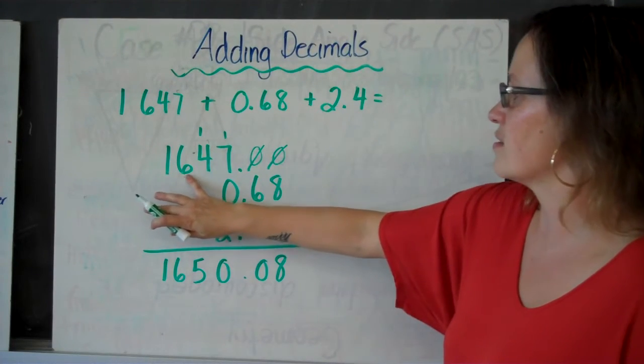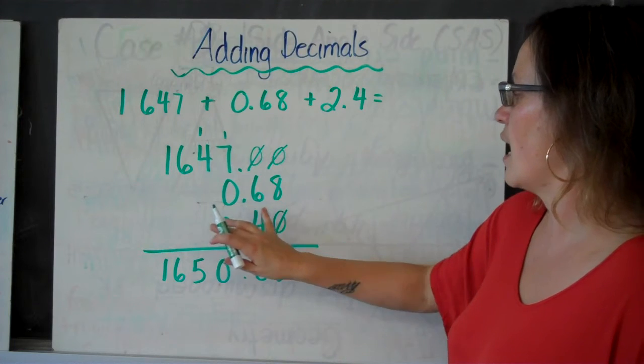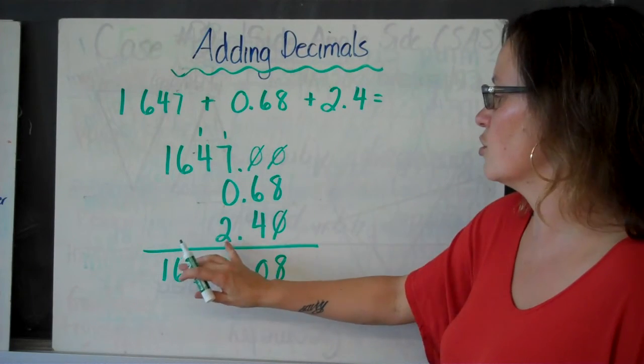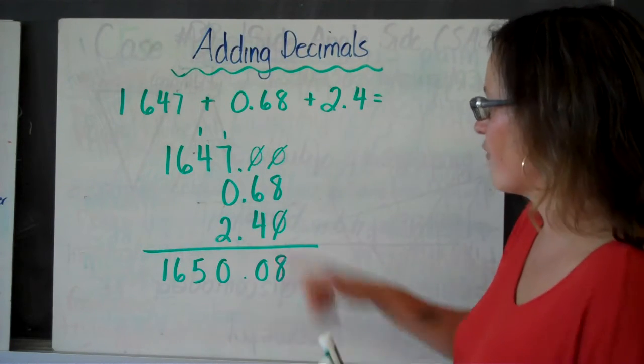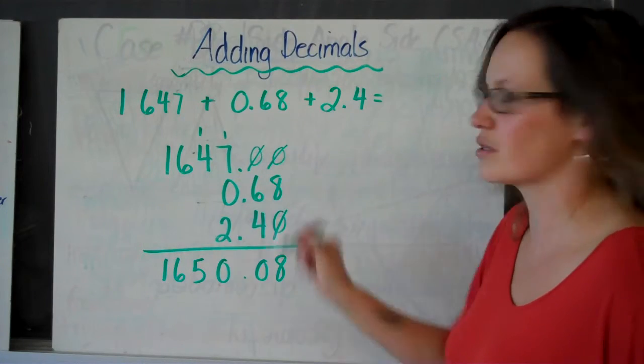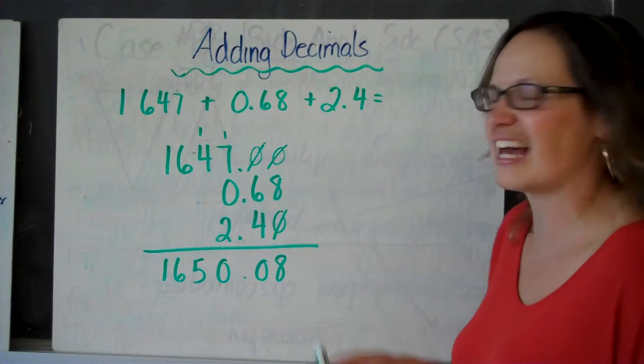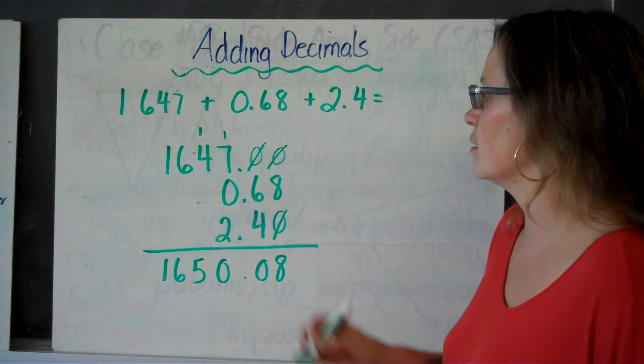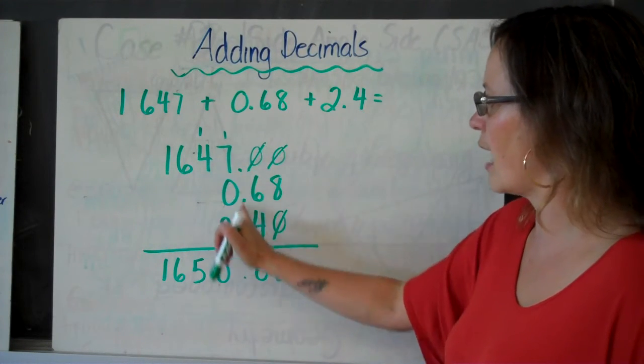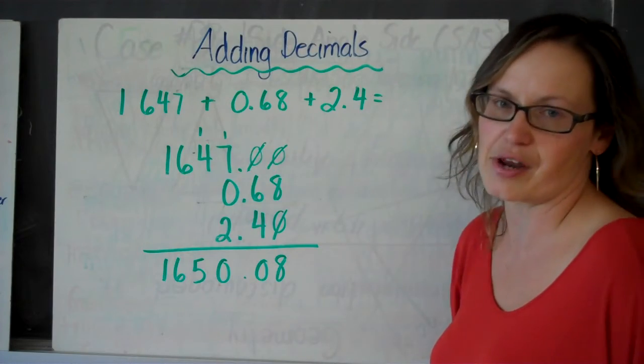So there's my 1,647, and there's my decimal 68, 2, decimal 4, and I've added these placeholders, the zeros with the lines through them, which just makes it a little bit easier visually. You don't have to do that, but you just need to make sure that you line up the decimals when you're adding up the numbers.